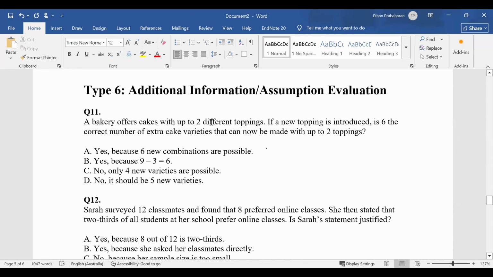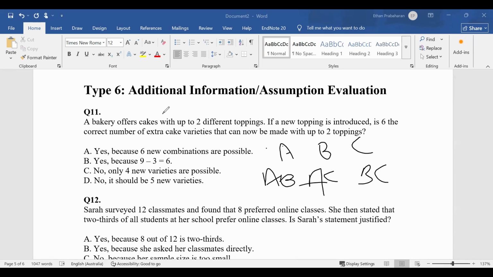A bakery offers cakes with up to 2 different toppings. If a new topping is produced, the number of extra cake varieties is 6. I think, okay, let's just say you can have 2 different toppings. It sort of depends on how many toppings you already have, which is the issue with this question. Let's say you have 3 toppings. So you can have topping A, topping B, topping C as individuals. Then you can have AB, you can have AC, and you can have BC.